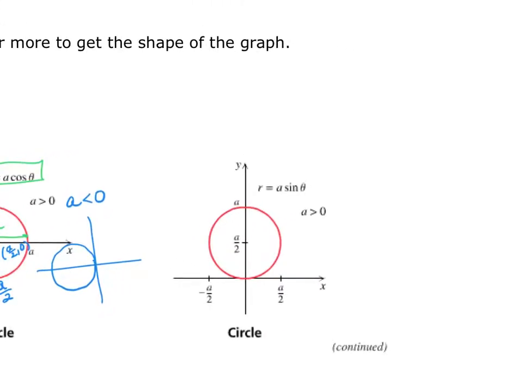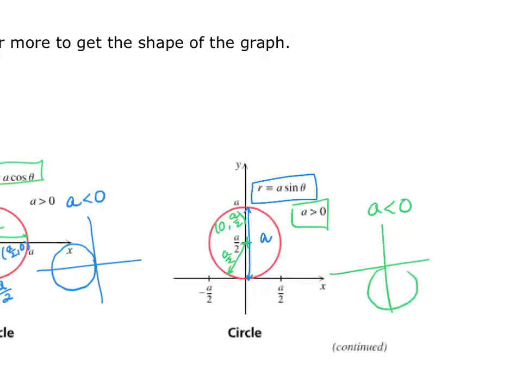If I have r is equal to a sine theta, then again my diameter is a, my center is located at the point 0 comma a over 2, and my radius is a over 2. That's for a greater than 0. If a is less than 0, then I am oriented on the other side of the x-axis, but I still go out to a, down here would be negative a. My center is going to be at 0 comma negative a over 2.